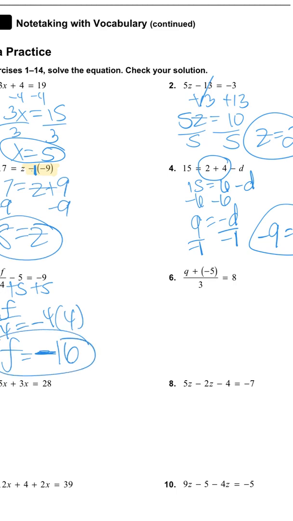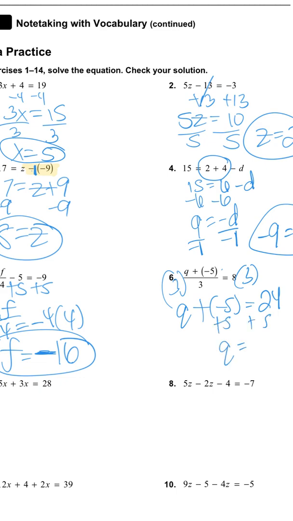Here is very different, q plus negative 5 divided by 3. See how the 3 is being divided by that whole top numerator, both of those terms. So we're going to start off by multiplying by 3 this time. And 8 times 3 is 24. Now q plus a negative 5 is the same thing as q minus 5. So we're going to have to plus 5 to move it. Gives us q equals 29.